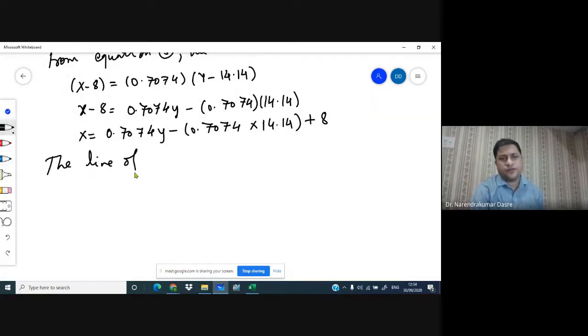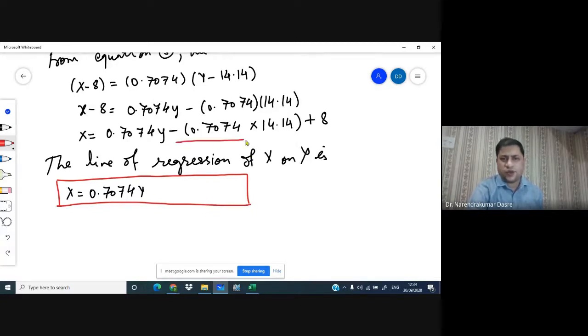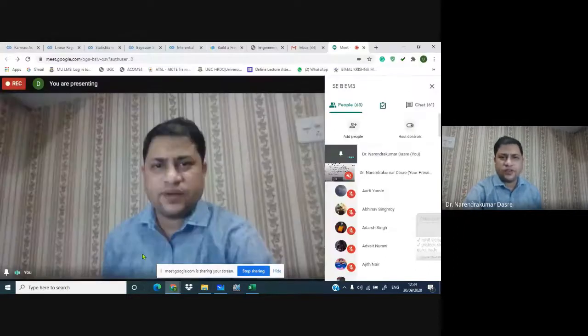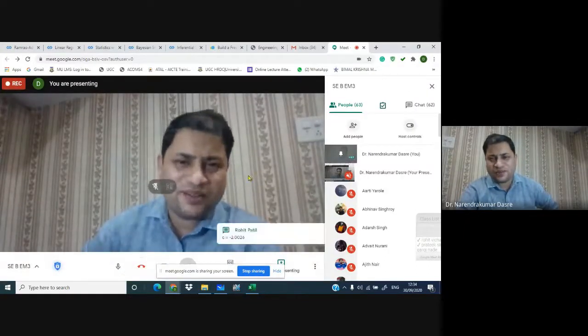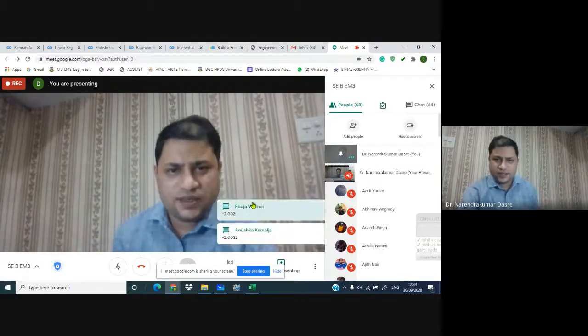So we can have the line of regression of x on y: x is equal to 0.7074y. Now you have to give me the value of this constant. What is the value of this constant, with the sign? Minus 2.0026.